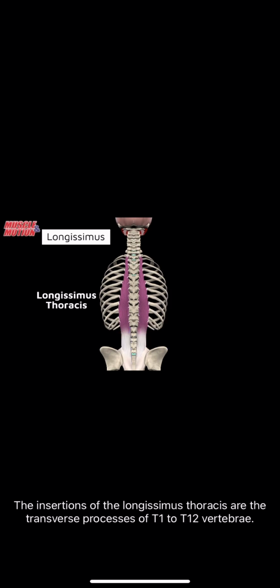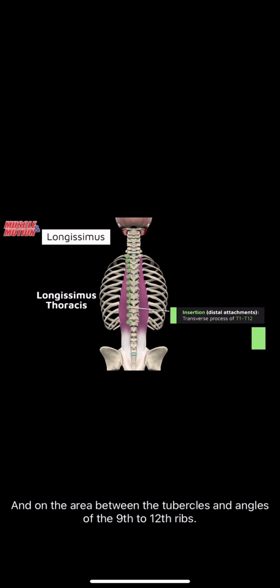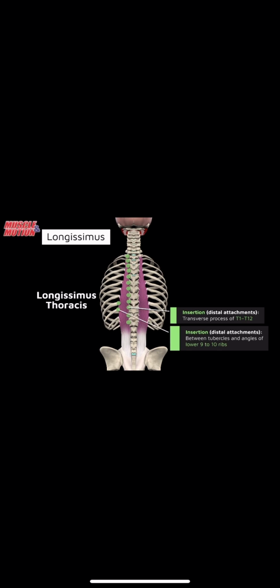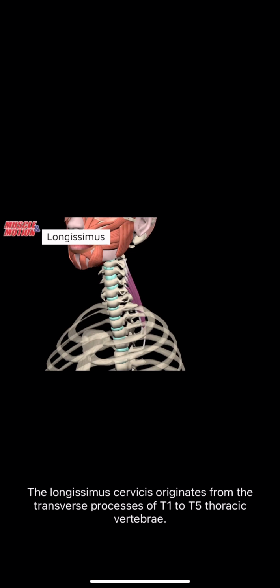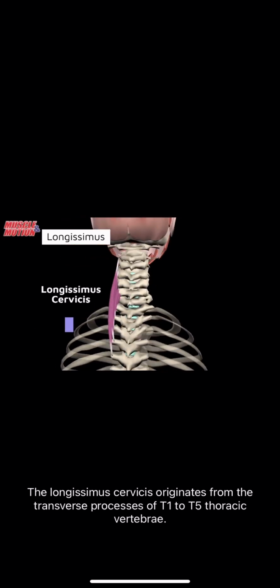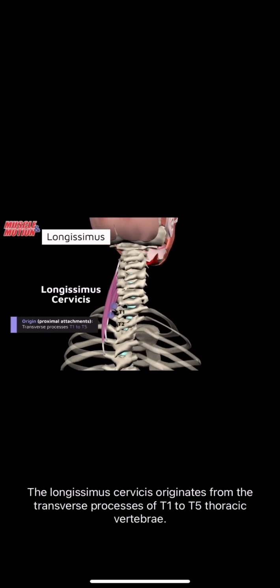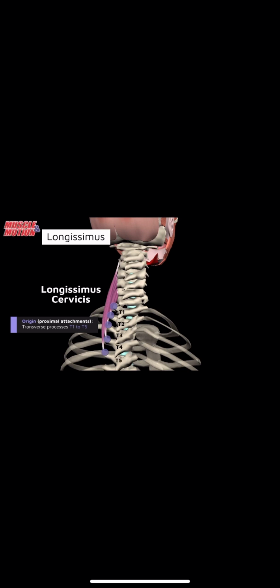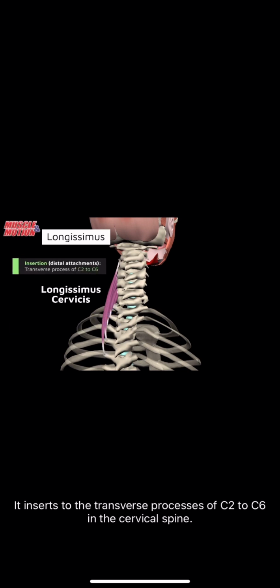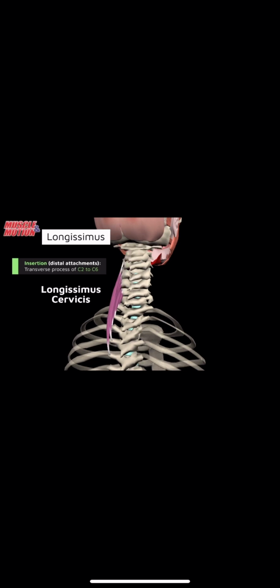The insertions of the longissimus thoracis are the transverse processes of T1 to T12 vertebrae and the area between the tubercles and angles of the 9th to 12th ribs. The longissimus cervicis originates from the transverse processes of T1 to T5 thoracic vertebrae. It inserts to the transverse processes of C2 to C6 in the cervical spine.